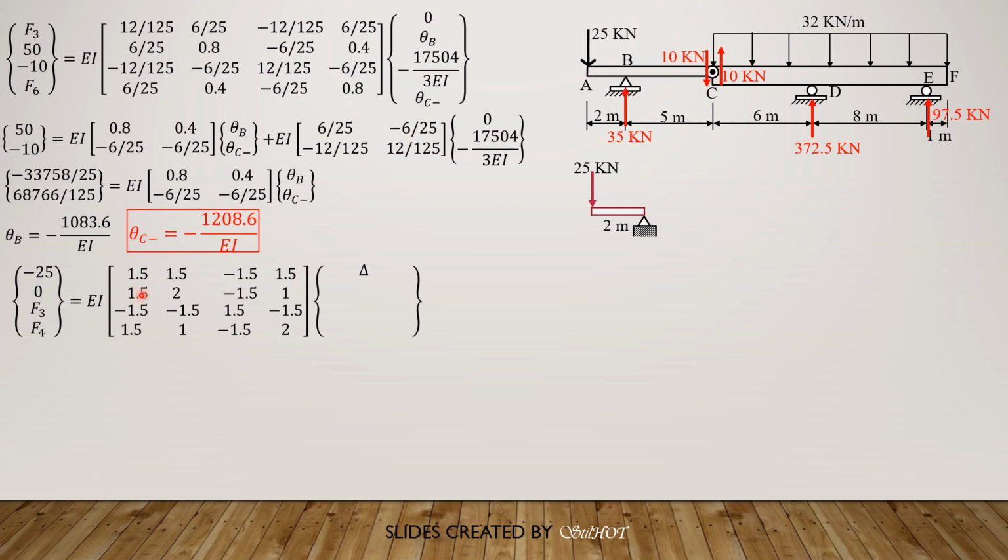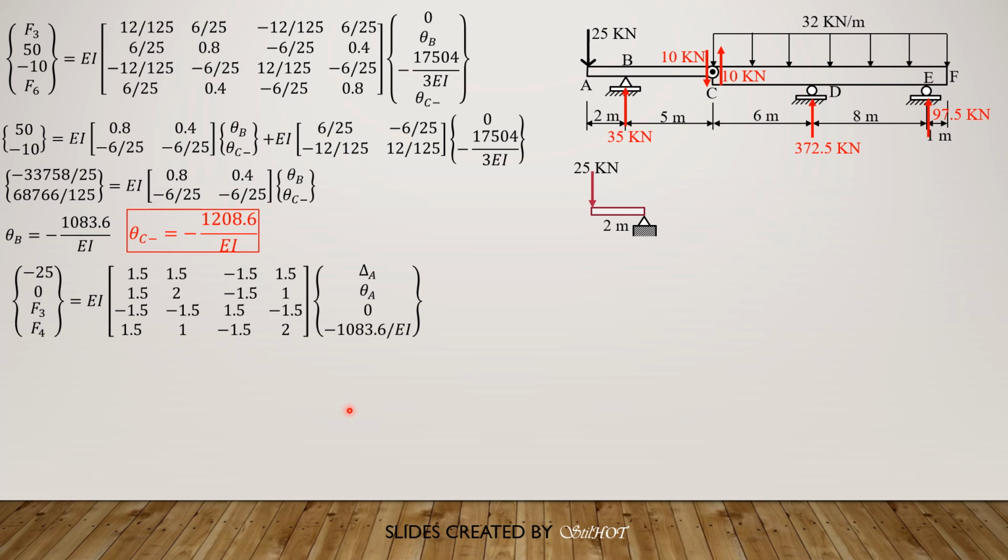Then this is 6 times 1 over 2 square, so 1.5. 4 times 1 over 2 is 2. 4 times 1 over 2 is 2. Then the negative of the first entry. Then 1/2 of the second entry here. Then the negative of the first row. Then this is the second row, except that we interchange position between the second and the fourth. Then we have delta A, theta A as the unknowns, and 0 displacement, then negative 1083.6 over EI, which is equal to theta B. This is delta B, so 0.